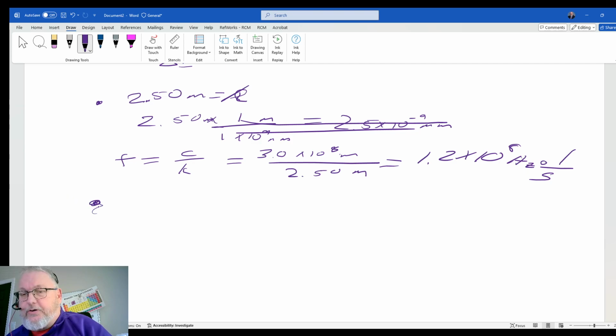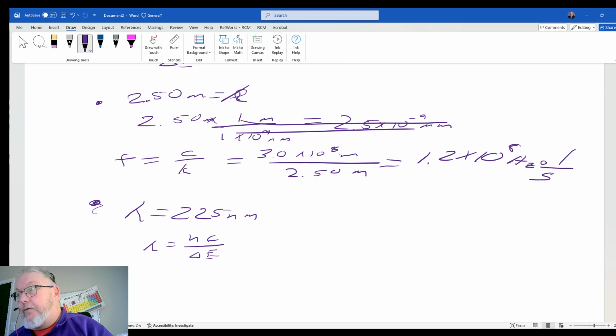All right, so let's say, for instance, that I've got a lambda, and this is in nanometers, is 225 nanometers. And the question is, what's the energy? Well, I'm going to use that other equation. All right, and let's see. So lambda is equal to hc over delta E. Well, I don't know delta E, it's asking for it. I know lambda, I know H, I know C.